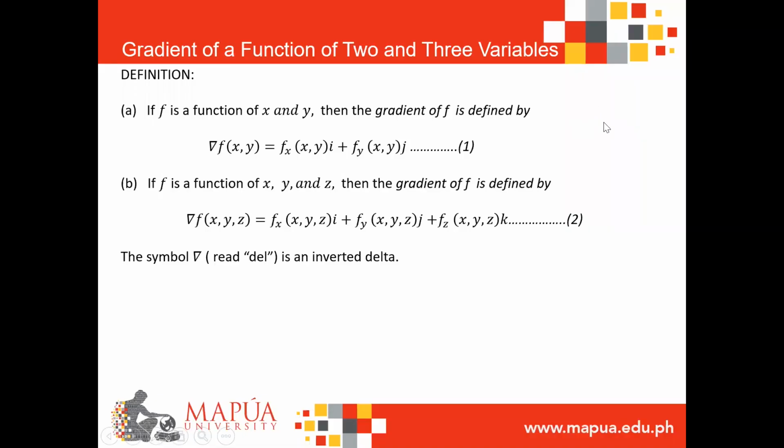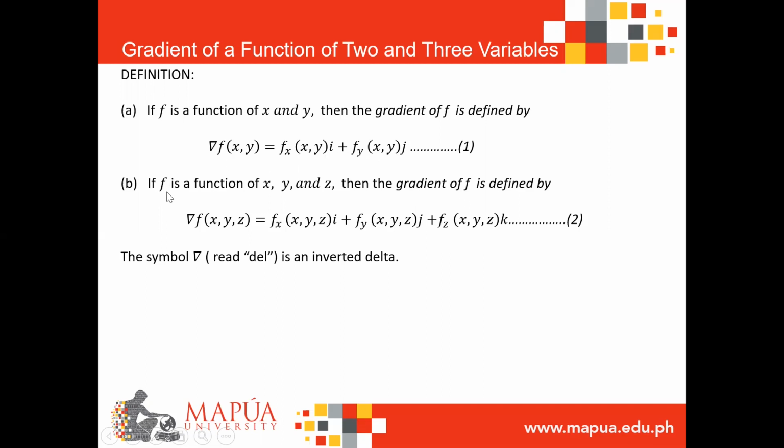Mathematically, the gradient of a function in two or three variables: if f is a function of x and y, then the gradient of f is defined by, we have here the symbol read as del f, meaning the function in two variables x, y is equal to the partial derivative of the given function f evaluated at x, y with respect to x times i plus the partial derivative of f evaluated at x, y with respect to y times j.